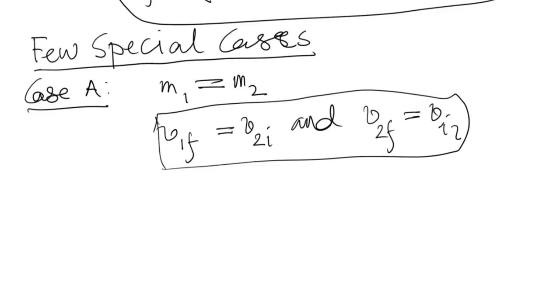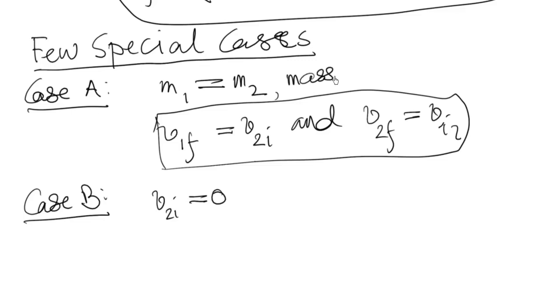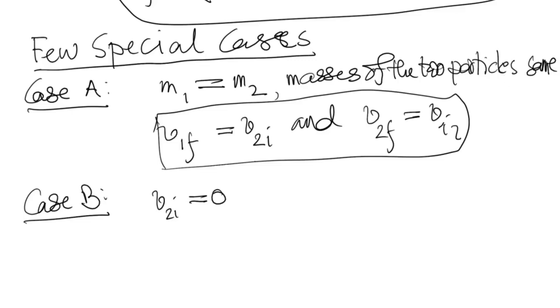Okay, next we consider case B. Say initially particle 2 is stationary, that is, v2I is 0. Previously we had the masses of the two particles the same, and here in case B, particle 2 is stationary before collision.